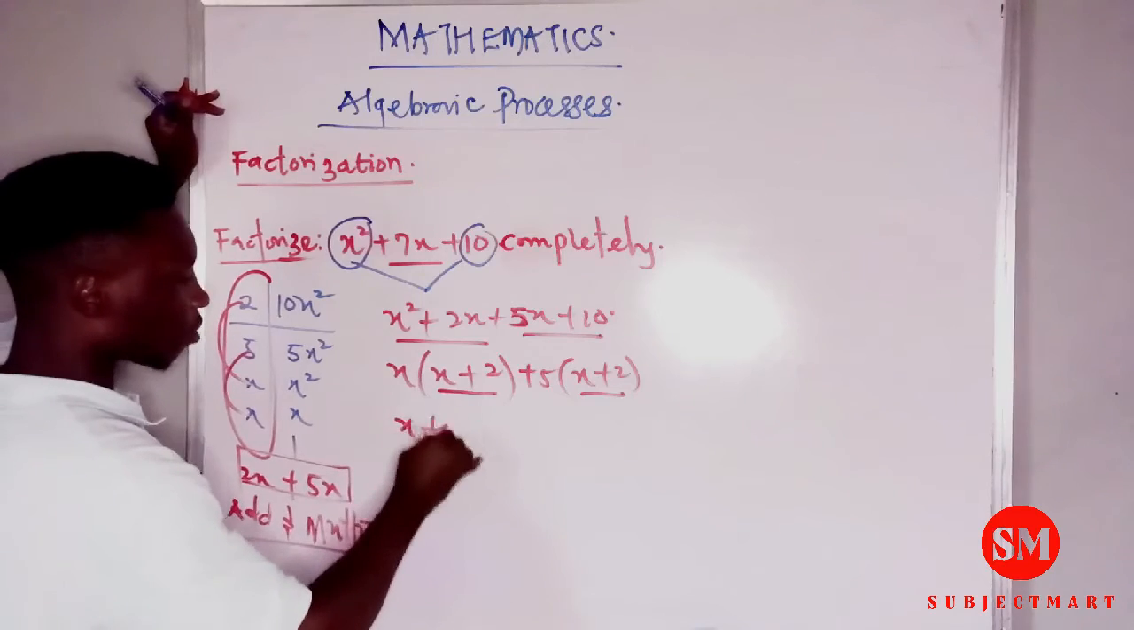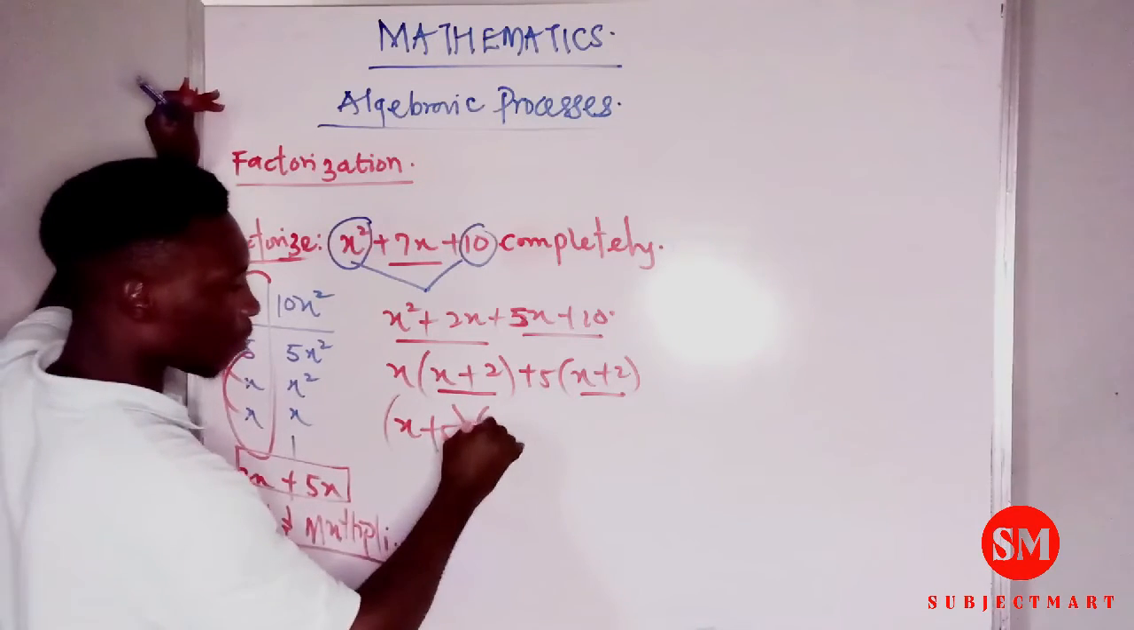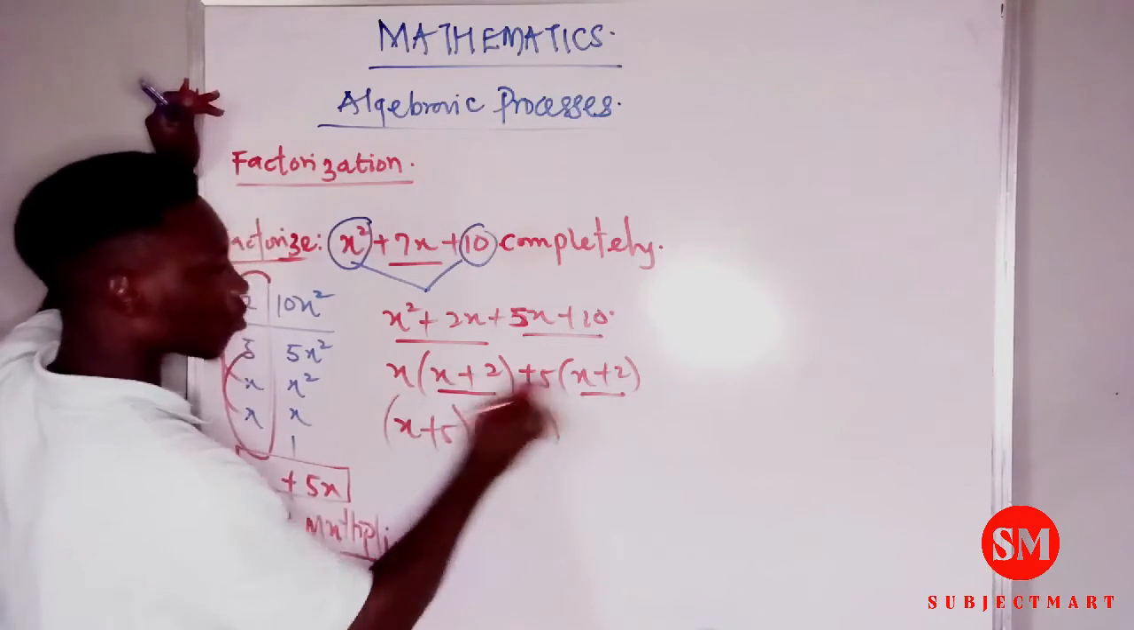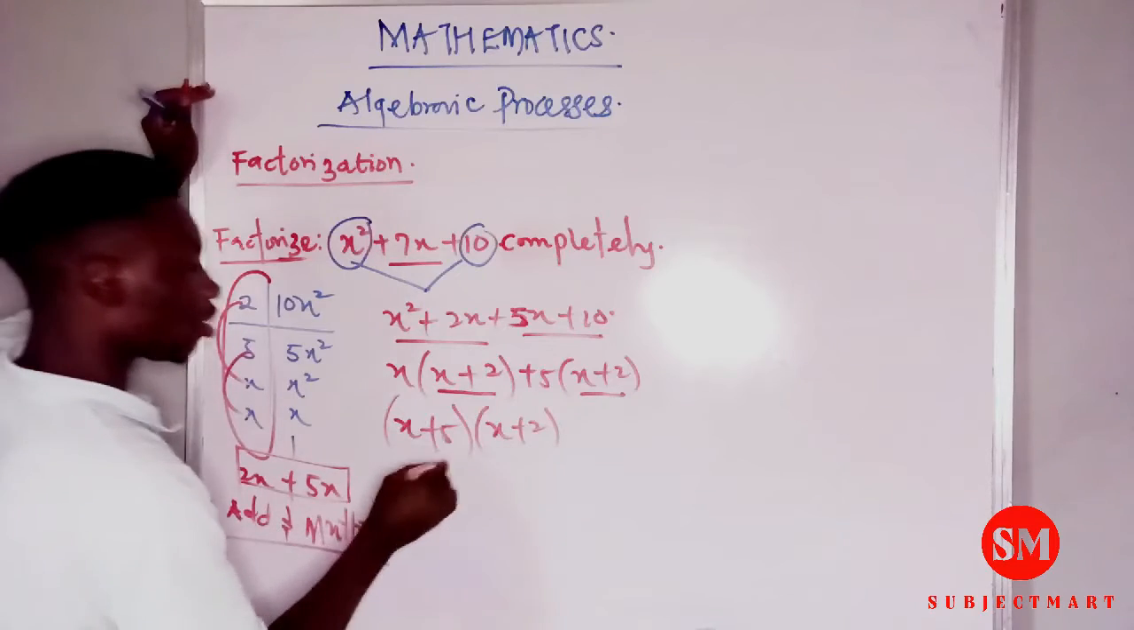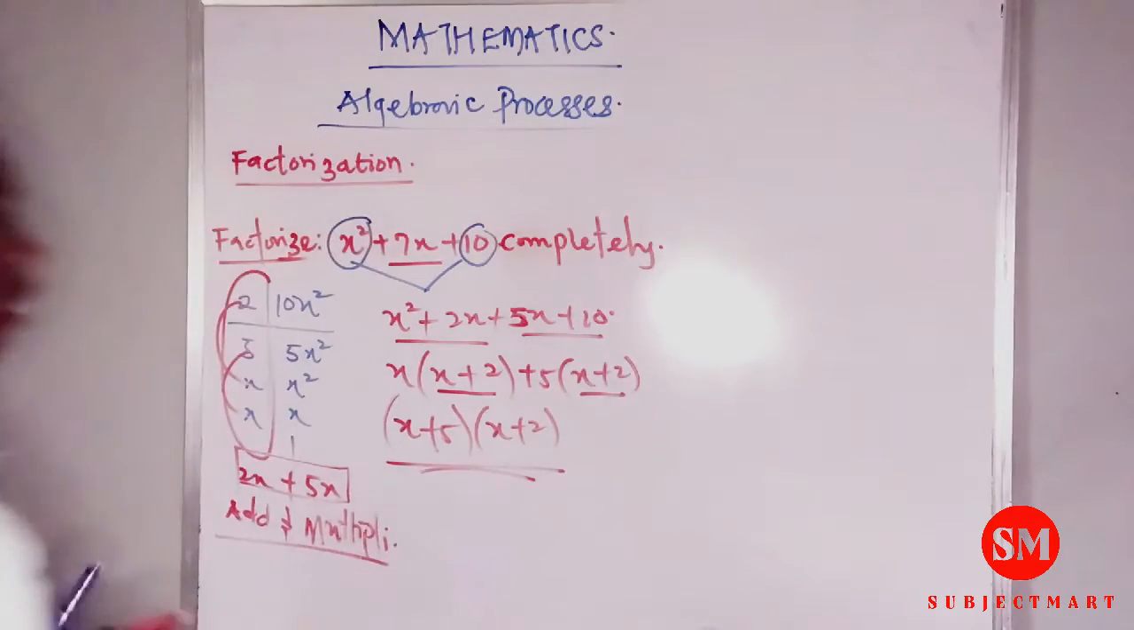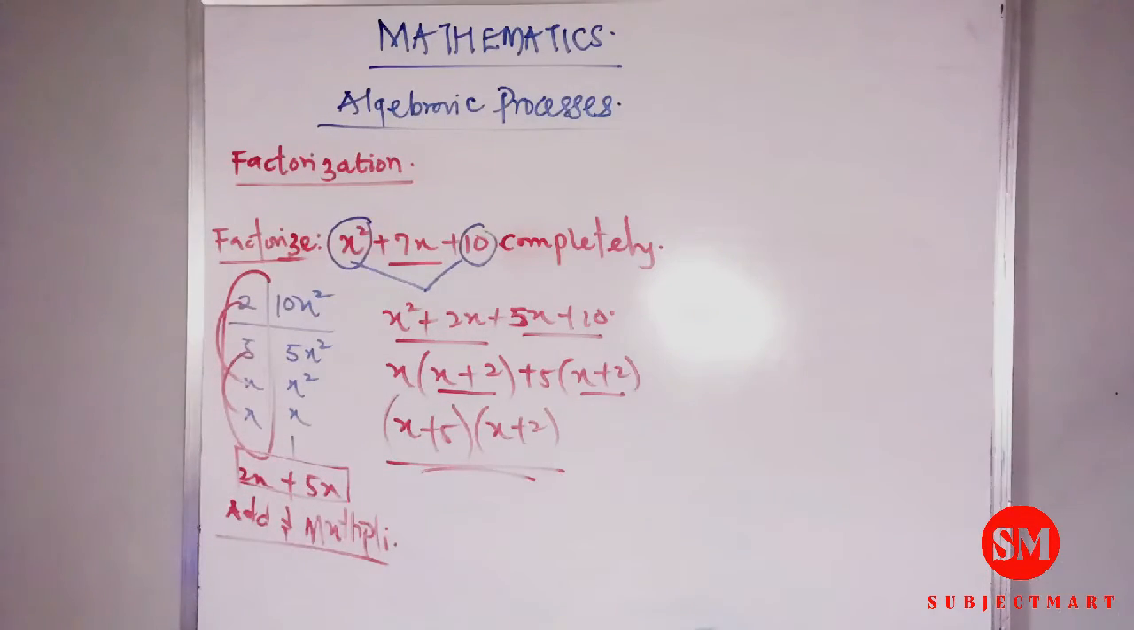Therefore, I can now say that x plus 2 and x plus 2 are the same, I pick one of them. So at this junction, I've been able to factorize my expression completely, and we have x plus 5, x plus 2 as our final answer.